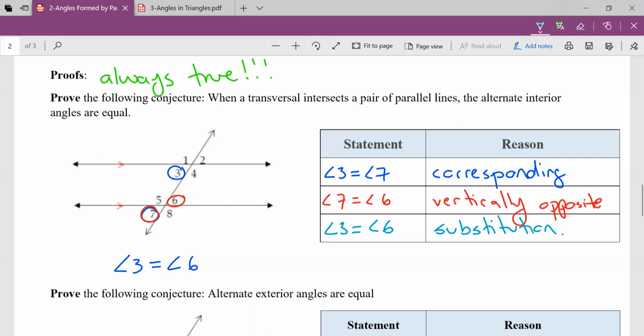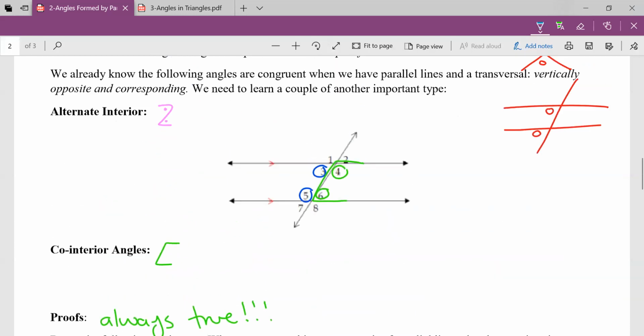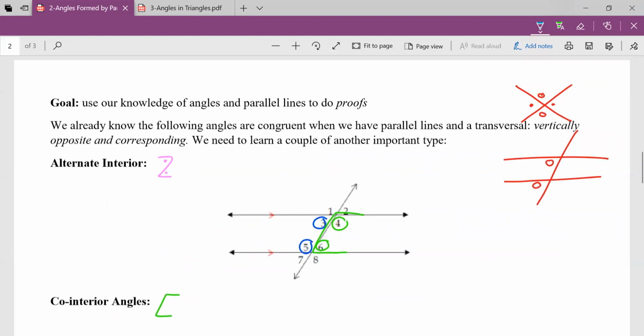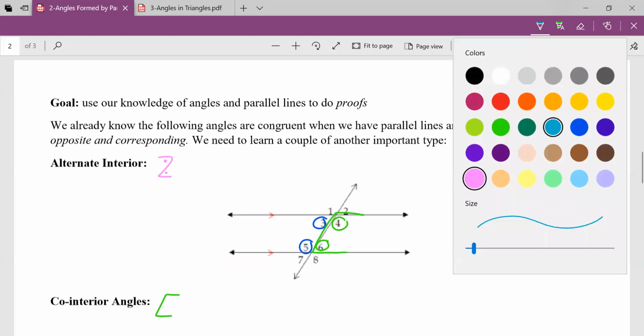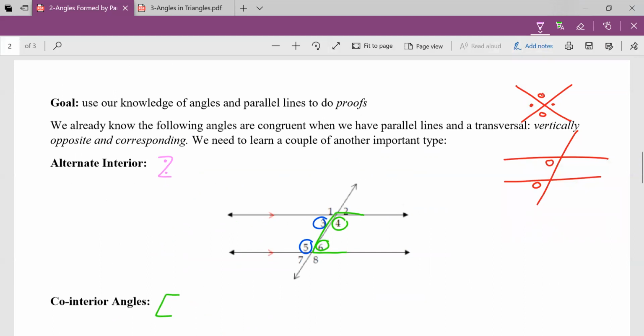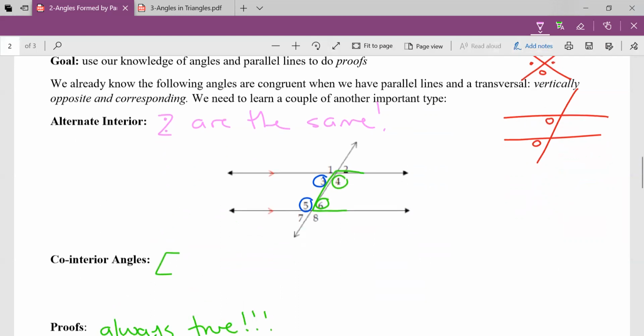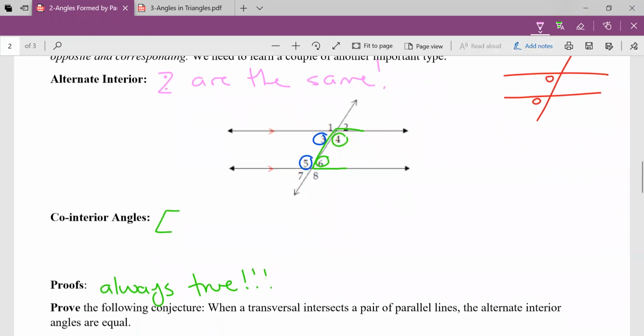So friends, we now know a new fact, that alternate interior angles are equal. So let's go back and let's write that beside our picture here. So when we've got this Z shape here, friends, what we now know is these angles are congruent, are the same. Beautiful.